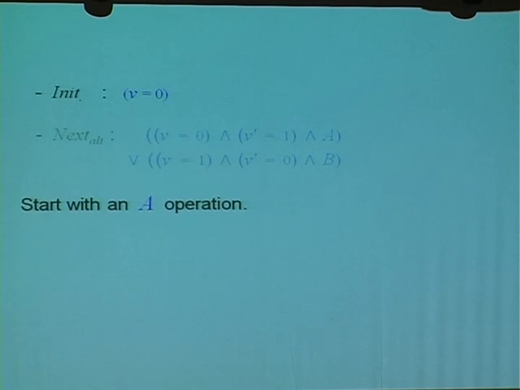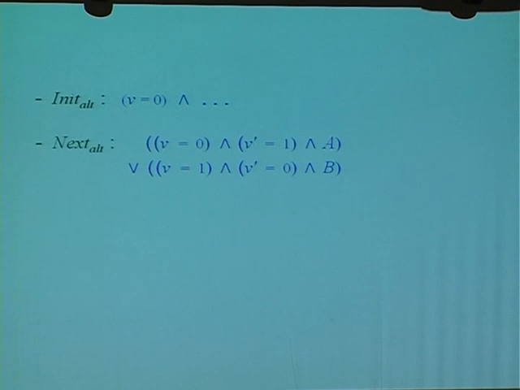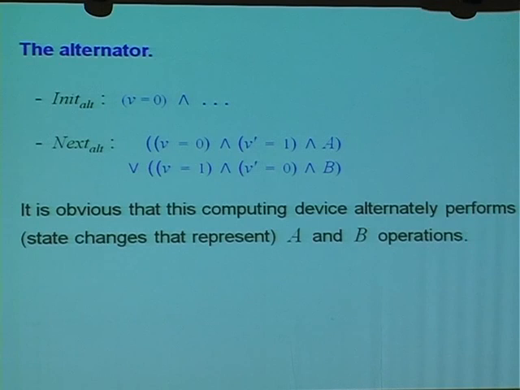And there's also going to be some other formula which describes the initial state of those other variables, but I don't care what they are. So that's what our specification, that's what our mathematical description of this device, which I'll call the alternator, is. And it's obvious, it's a very simple piece of mathematics. We can read and understand it, and we can see that this is a computing device that alternately performs A and B operations. That is, alternately changes state in such a way that there's a state change that satisfies A, then there's a state change that satisfies B, then there's a state change that satisfies A, and so on.